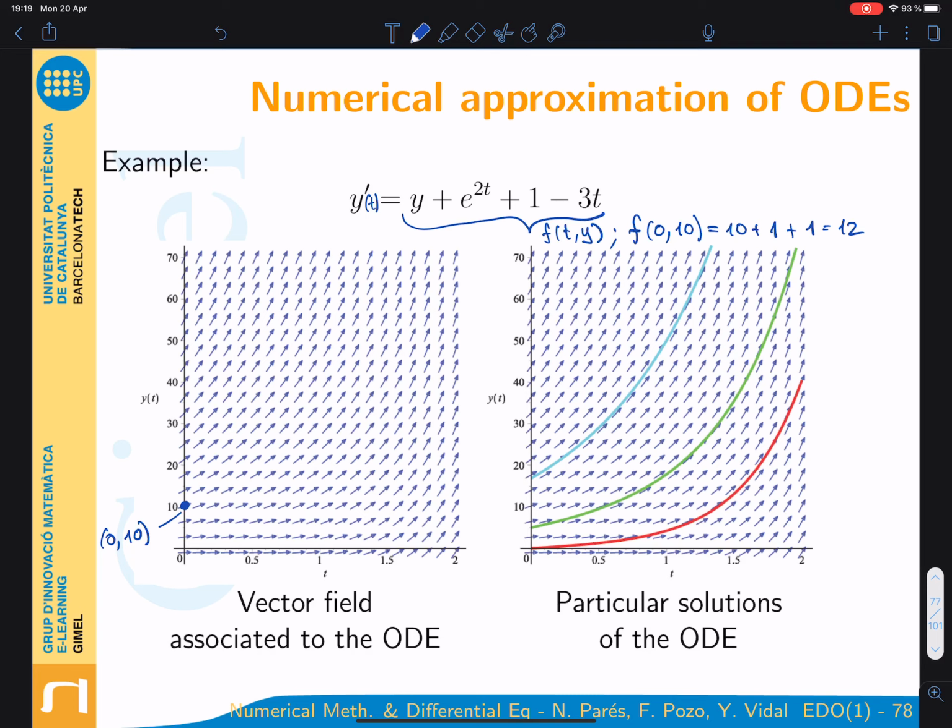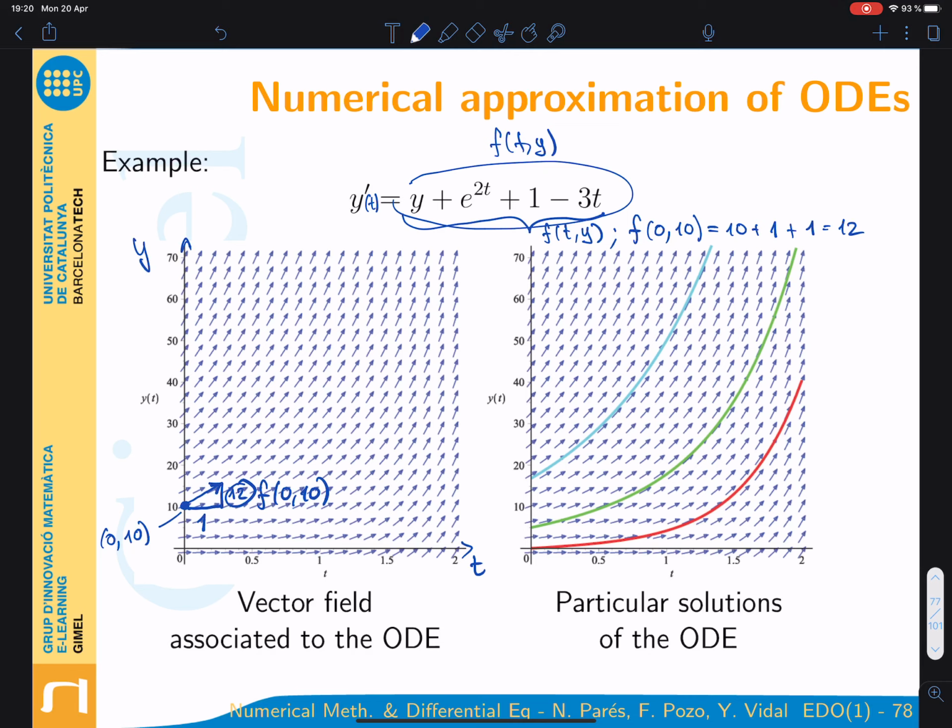So I can plot here a vector. It will look more like this. I'm drawing it a little bit bigger, just to see it. And this vector is obtained by plotting here 12 versus 1. This 12 is given by f of 0, 10. So what you can see in this example is that we can compute the value of f of t, y at a given specific point in this plane t, y.